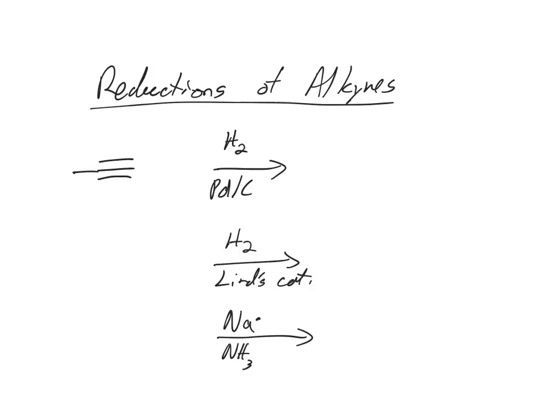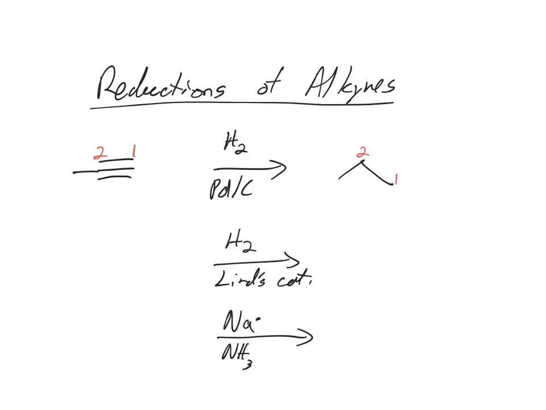All right, reductions of alkynes. 3 different ways to reduce alkynes. The first set of reagents, you've already seen, H2 palladium on carbon. What's that going to do? It's going to keep reacting and turn an alkyne all the way into an alkane. So it's going to add 4 hydrogens.